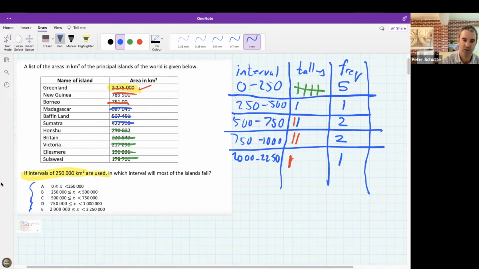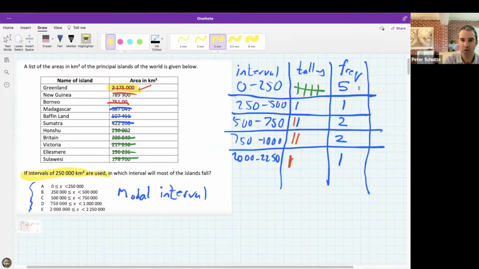This first question is asking about the modal interval. The modal interval is simply the interval that has the most items in it. Once you have a grouped data table like this, it's easy to see that basically the 0 to 250 interval works. That's why it's really good to do a simple example to start with.